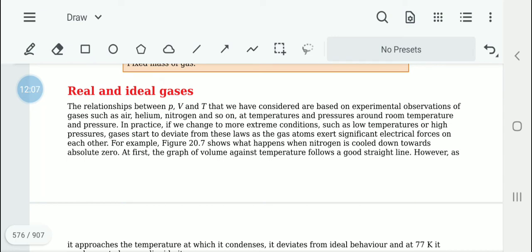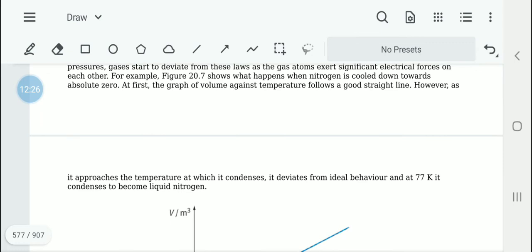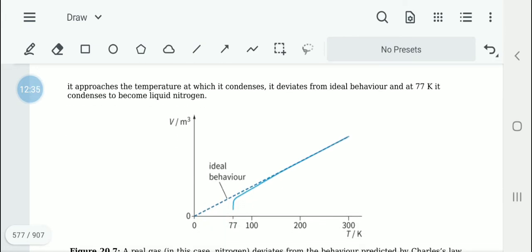Because there would be gas atoms exerting significant electrical forces on each other. So there would be other forces beginning to act, right? So then now here they are going to show us what happens when nitrogen is cooled down towards absolute zero. At first, the graph of volume against temperature follows a good straight line, but when it reaches the absolute zero, it condenses. Condenses means it becomes a liquid, right?